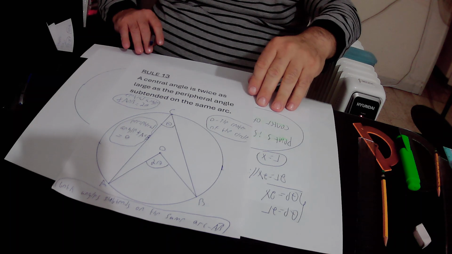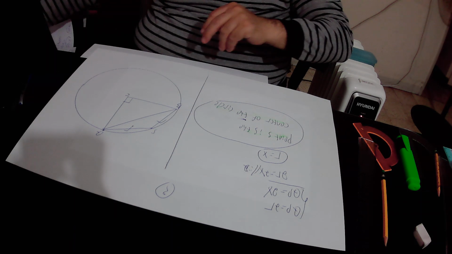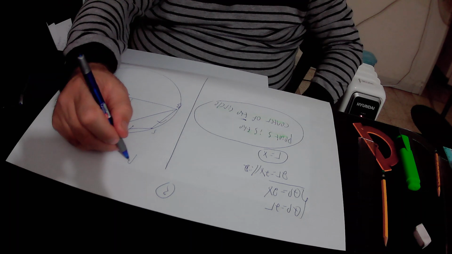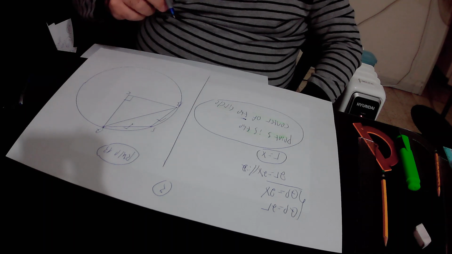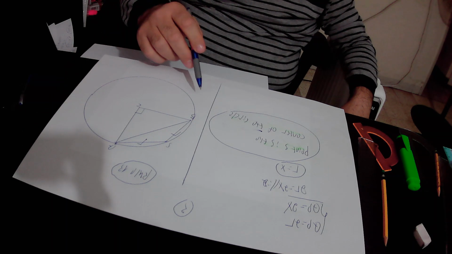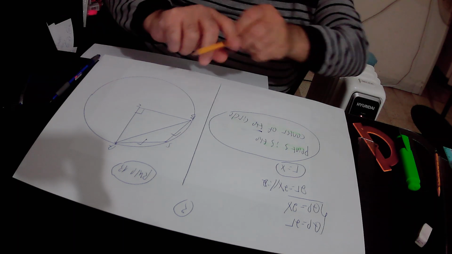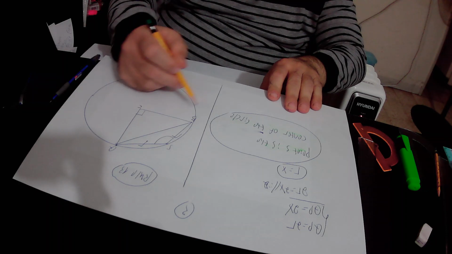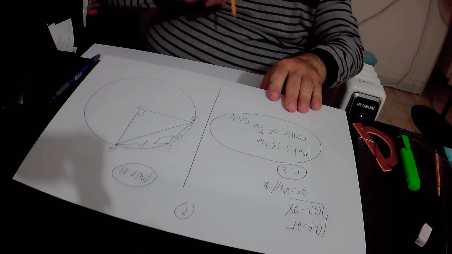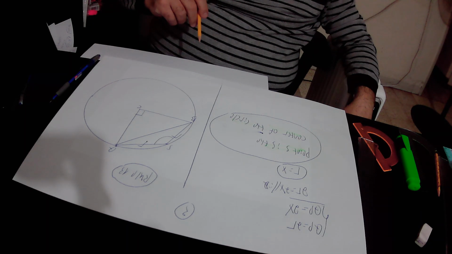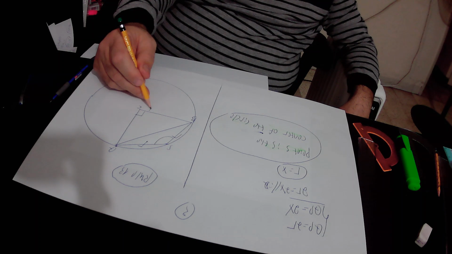So we can actually implement rule number 13 in our drawing. According to rule number 13, we have peripheral angle BSQ. This is peripheral angle BSQ that is subtended on arc BQ. And we also have the central angle BCQ. This is the central angle BCQ.